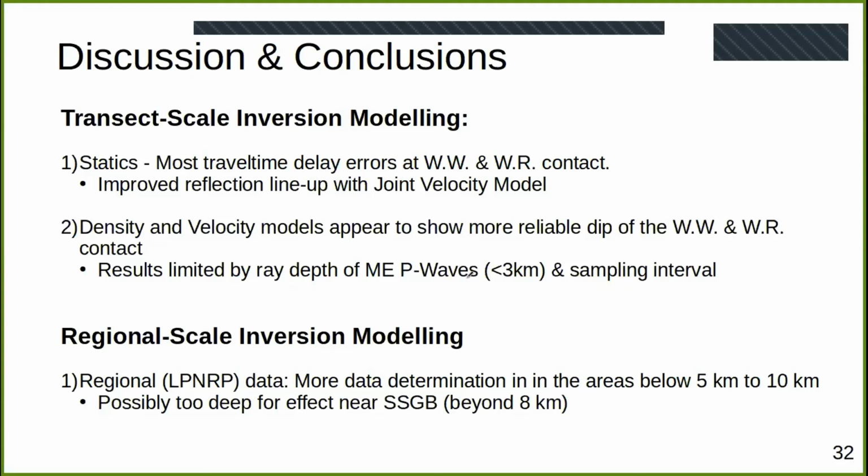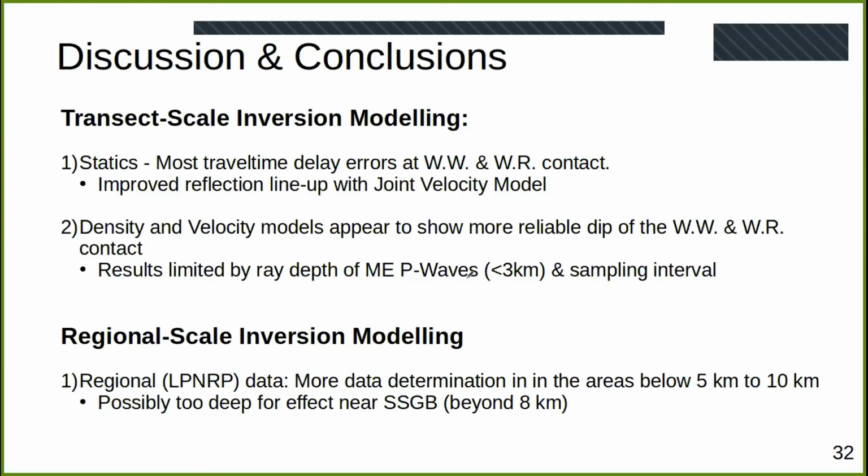And in terms of the regional scale modeling, this is focused on the Lithoprobe data. I found that we can get our data between 5 and 10 kilometers. However, in the Southern Sturgeon greenstone belt, which I was looking at, the data is deeper than 8 kilometers and very sparse. So it may not actually provide much help in that area, as opposed to the northeast end of that line.